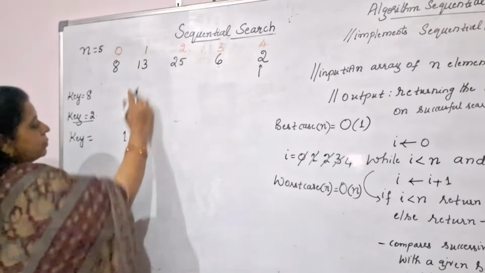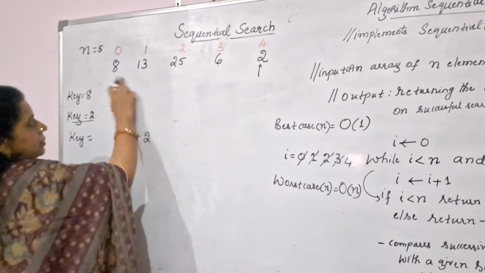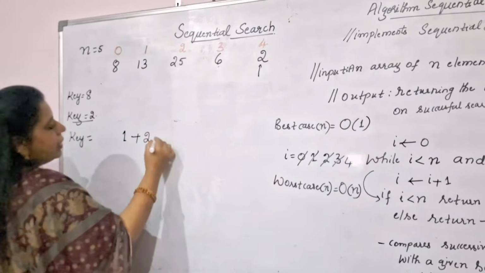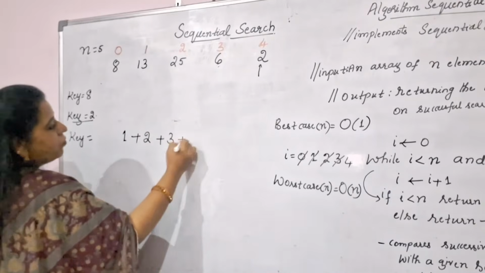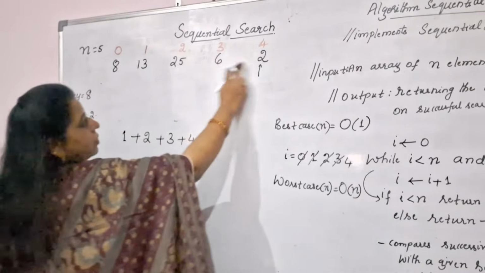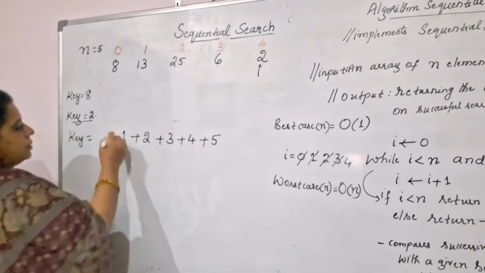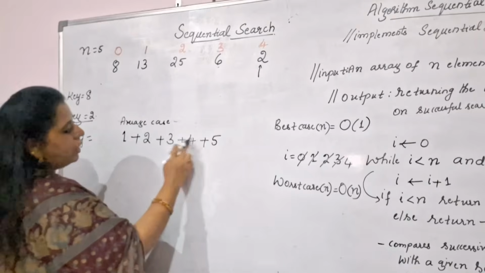If the element is present in the second location, it will take two comparisons, this and this. If the element you are searching is 25, then it will take 3 comparisons. If the element you are searching is 6, then it will take 4 comparisons. If the element you are searching is 2, then it will take 5 comparisons. So here we are doing this for the average case. So this way 1, 2, 3, 4, 5.